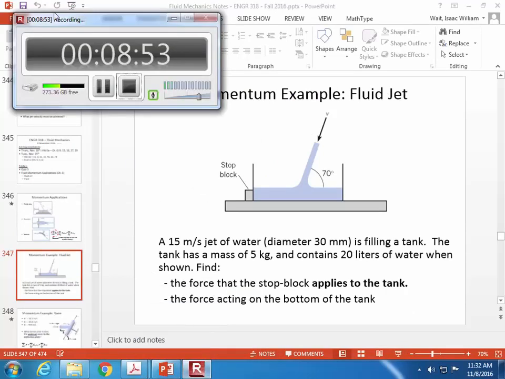So the two directions that we're going to do it are going to be the x direction and the y direction. Now there are some preliminaries that we can calculate. The tank, we know, has a mass of 5 kilograms. We can find the area of the jet based on the diameter that's provided. You can find the weight of the tank. You can find the weight of the water. And then we'll consider the momentum in the x direction.